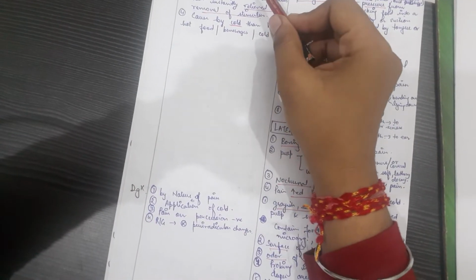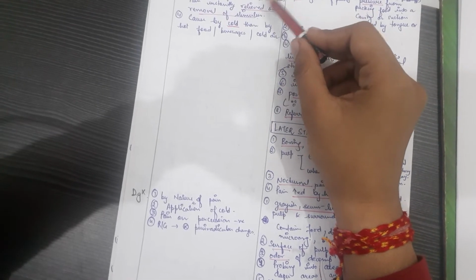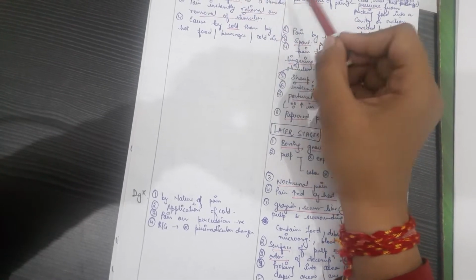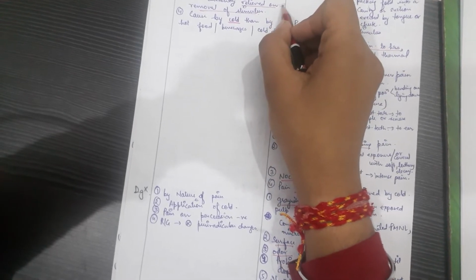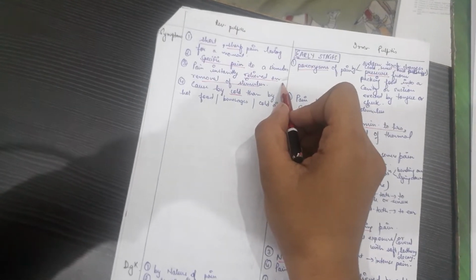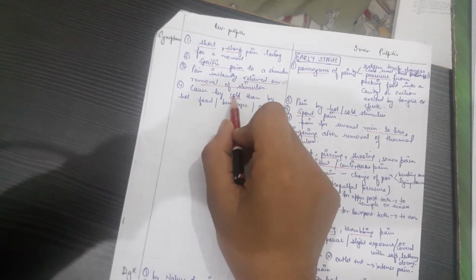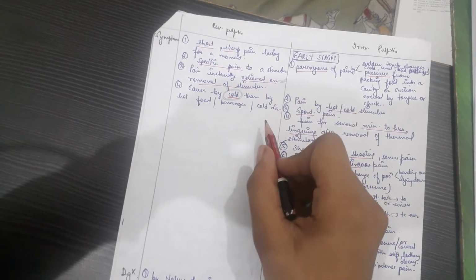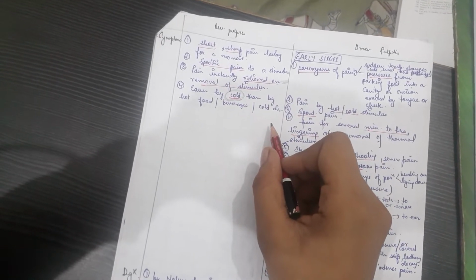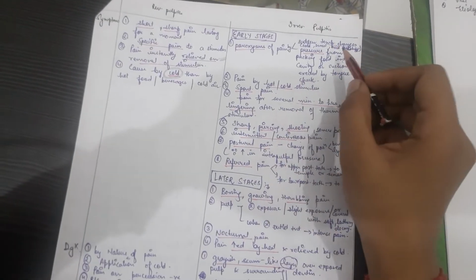Symptoms of reversible pulpitis are short, sharp pain, specific pain to a stimulus. The main important feature is that it is relieved on stimulus removal. It is caused mainly by cold stimulus, more than by hot food, beverages and cold air.